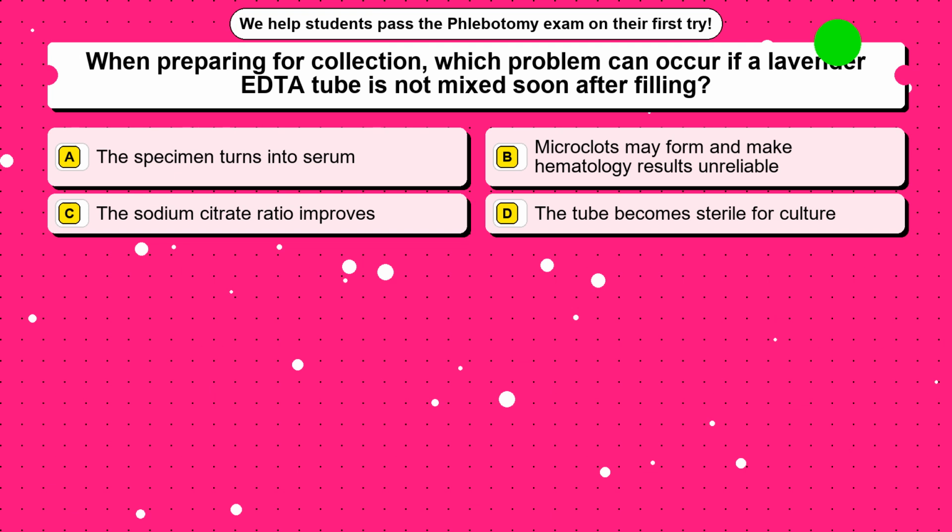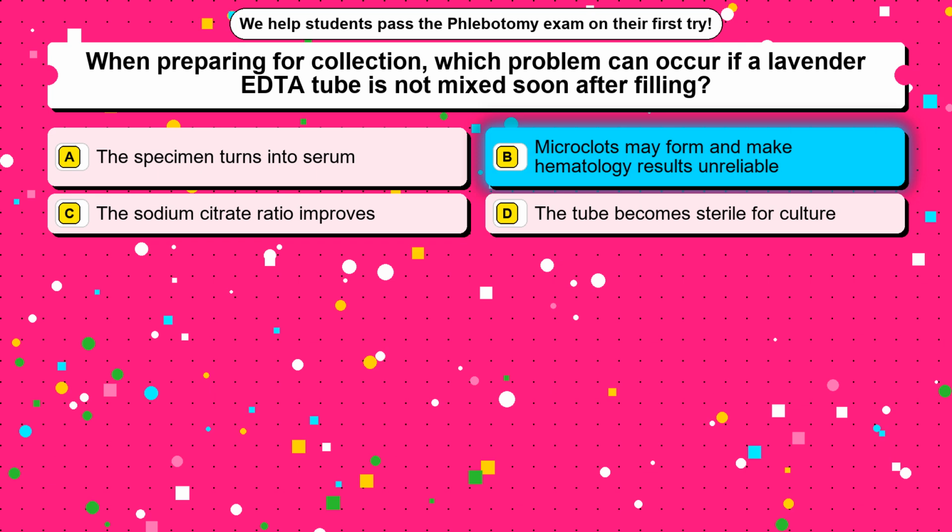Question 10. When preparing for collection, which problem can occur if a lavender EDTA tube is not mixed soon after filling? Option A. The specimen turns into serum. Option B, microclots may form and make hematology results unreliable. Option C. The sodium citrate ratio improves. Option D. The tube becomes sterile for culture.